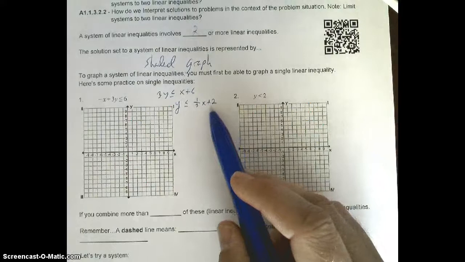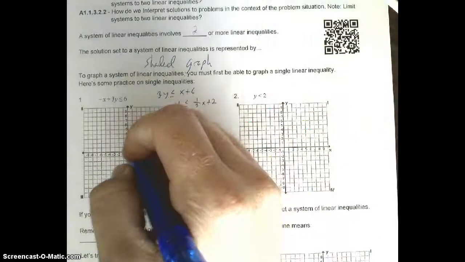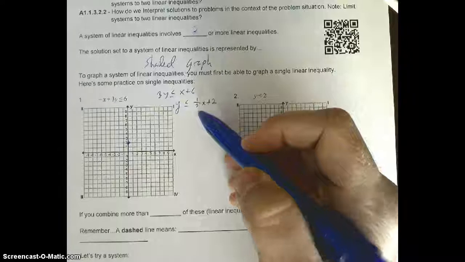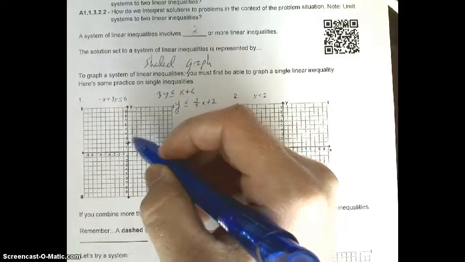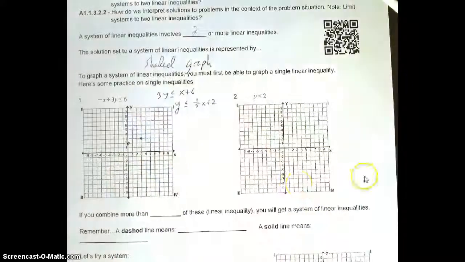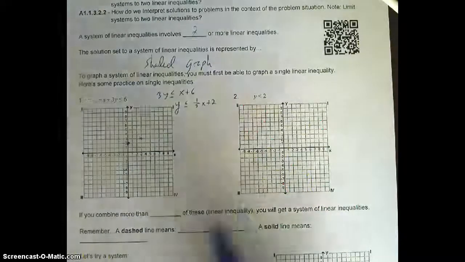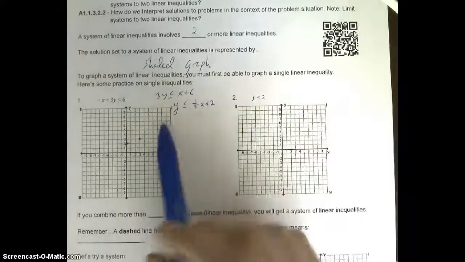Now again, mx plus b. Here's your b. It's your y-intercept. Go up 2 and plot a point. The slope is 1/3. From this point, I'm going to go up 1 over 3, so up 1, over 3. Once you have these 2 points plotted, here's the kicker.